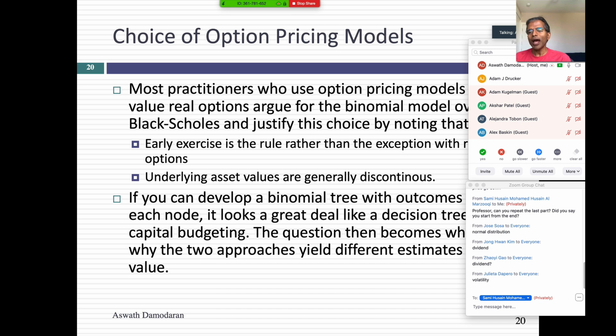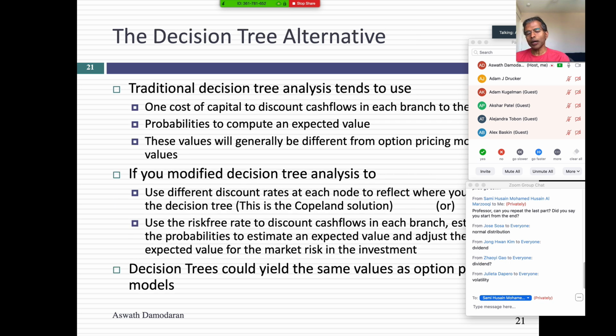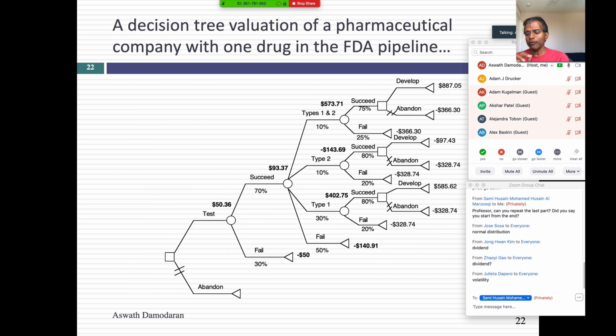In fact, if you have the information to actually use a binomial model, I would argue there's a far simpler alternative you can use, which is a decision tree. Because remember in a binomial model, I'd have to estimate cash flows at every step in the process. And if you're able to estimate cash flows at every step, if you can add probabilities to each step, you can come up with an expected value without ever using an option. So I know this sounds abstract, but let me give you a closing example. It's a very simple illustration of how a decision tree can be used to value something with optionality.